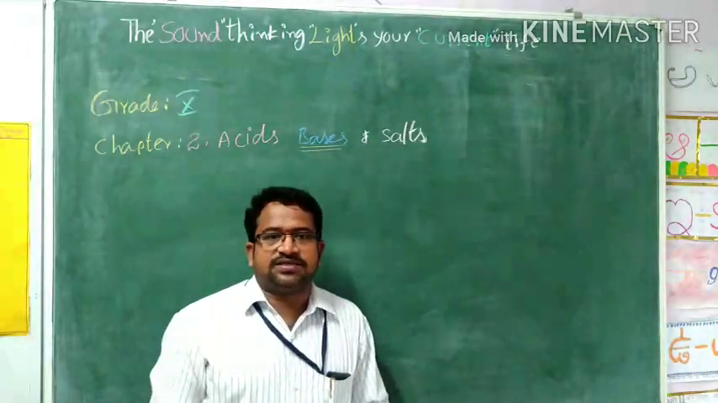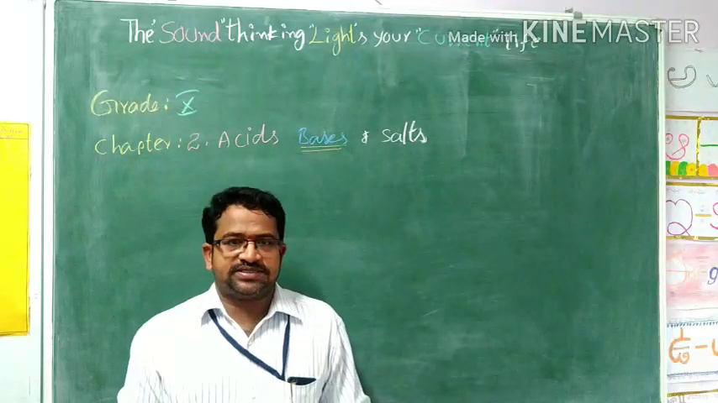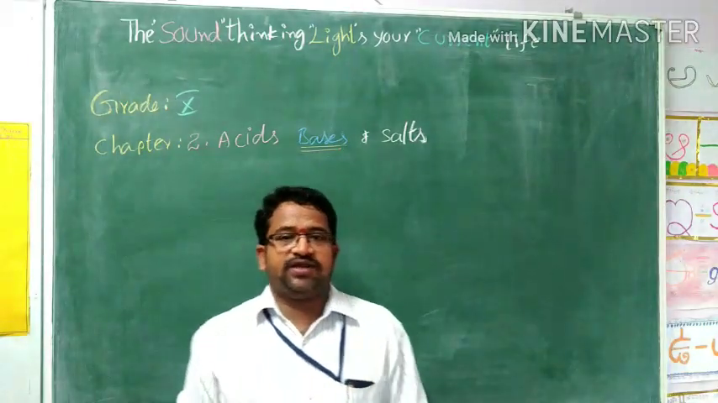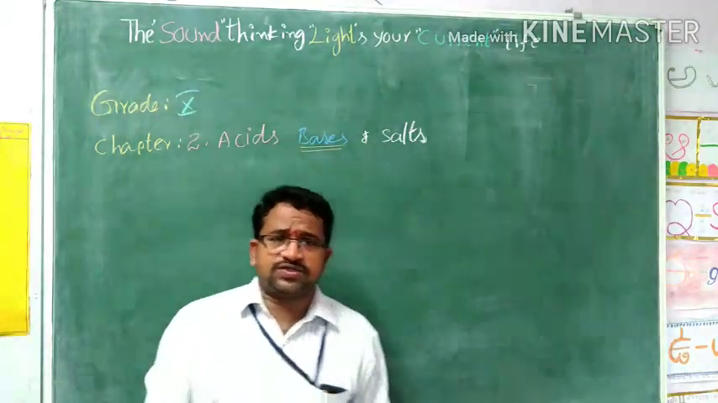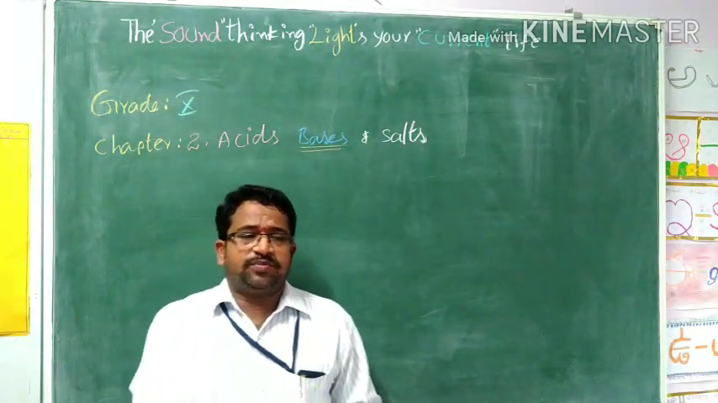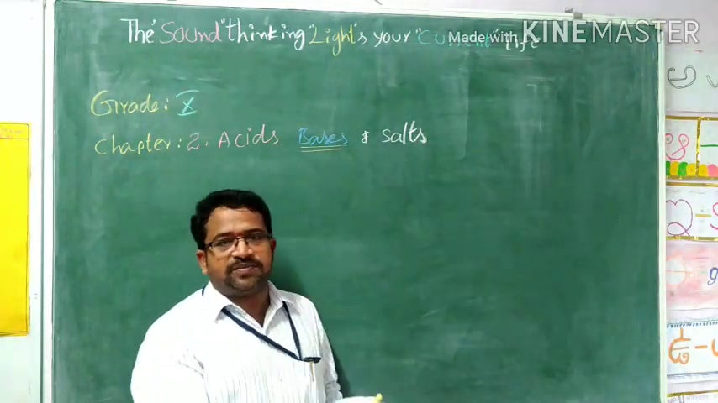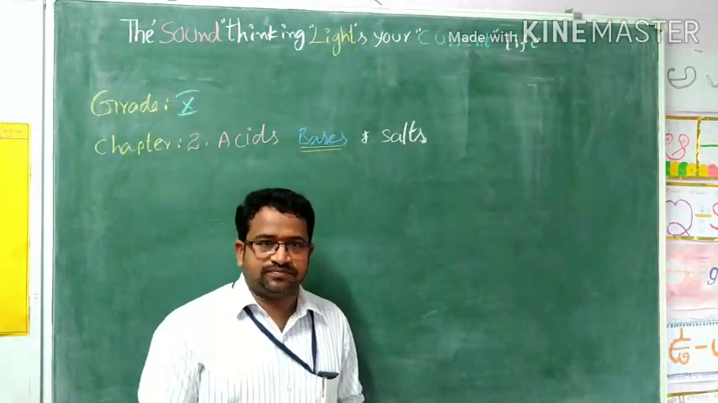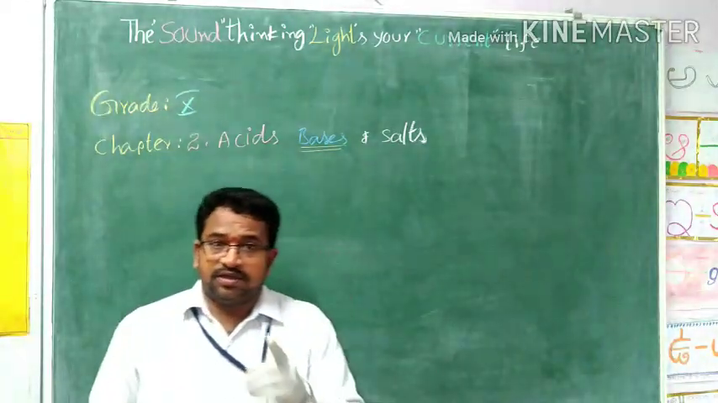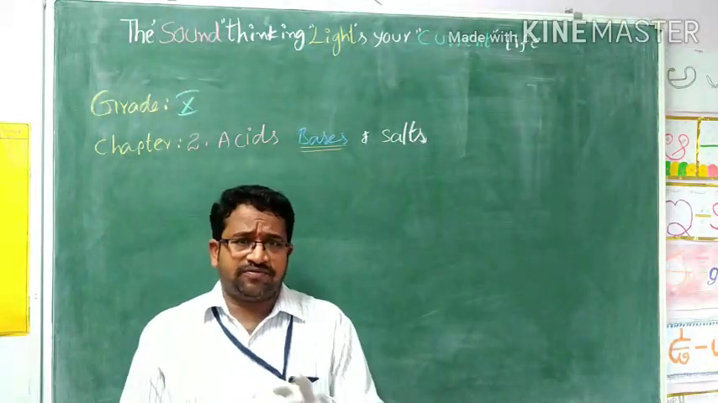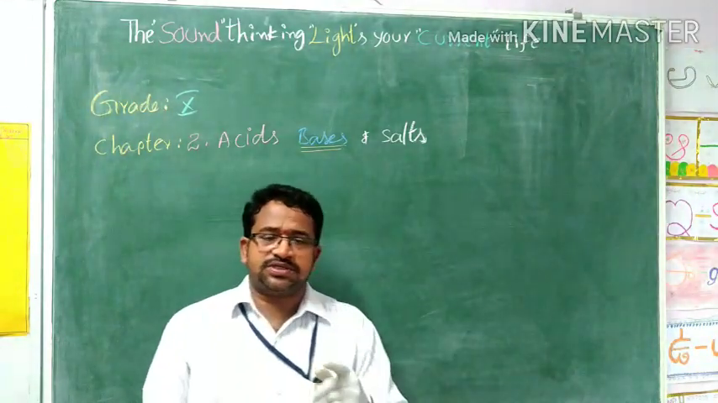In the last class, we discussed how to prepare the acids and how to identify them with the help of indicators. We followed a chart also, showing how blue litmus, red litmus, methyl orange and phenolphthalein change in acidic medium and basic medium. I think all of you have your textbooks and writing notes. If not, pause the video and get them.